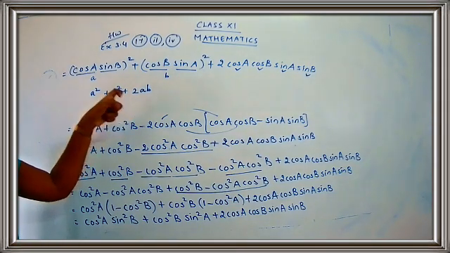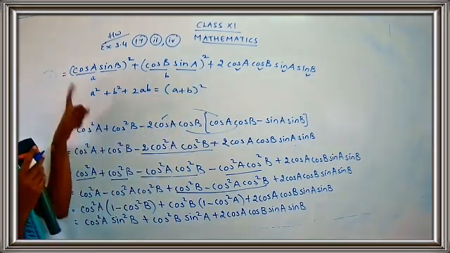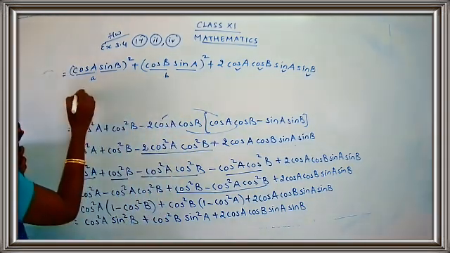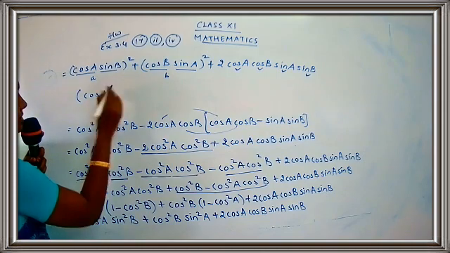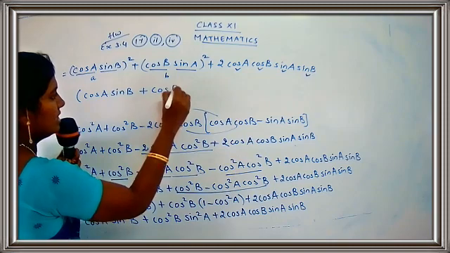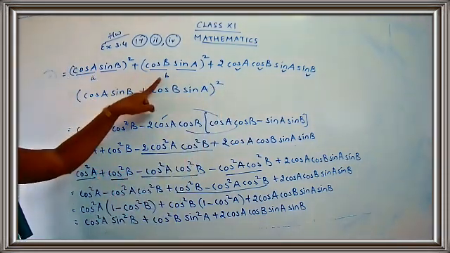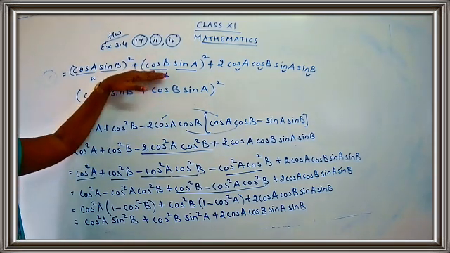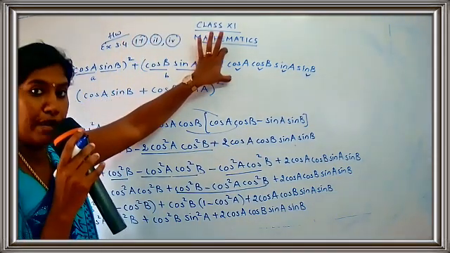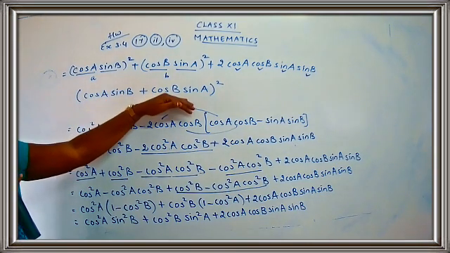What is this? This is the expansion of a plus b the whole square. So this can be written as a plus b the whole square, where a is cos A sin B and b is cos B sin A. This is the expansion of a plus b the whole square: a square plus b square plus 2ab.